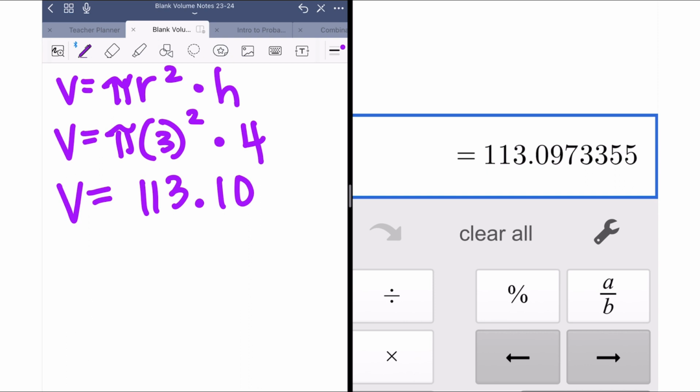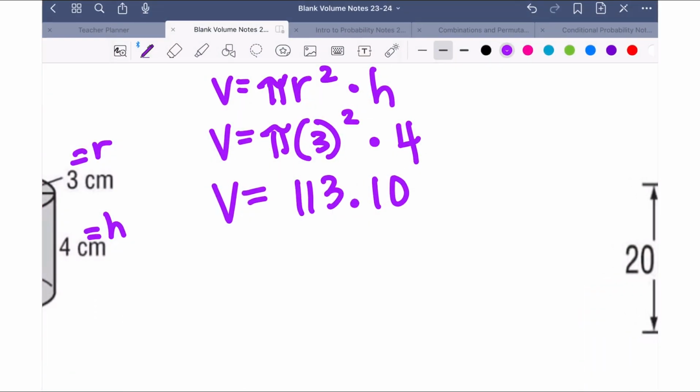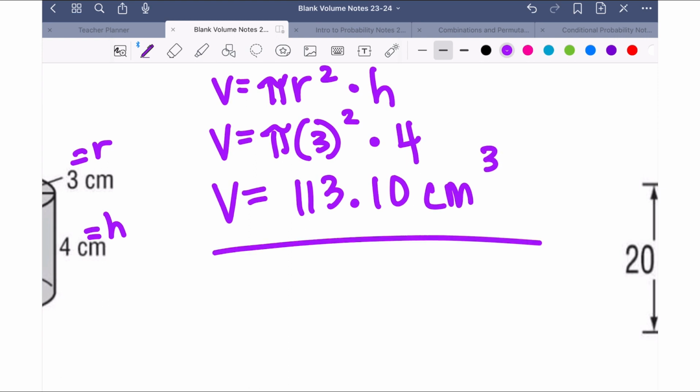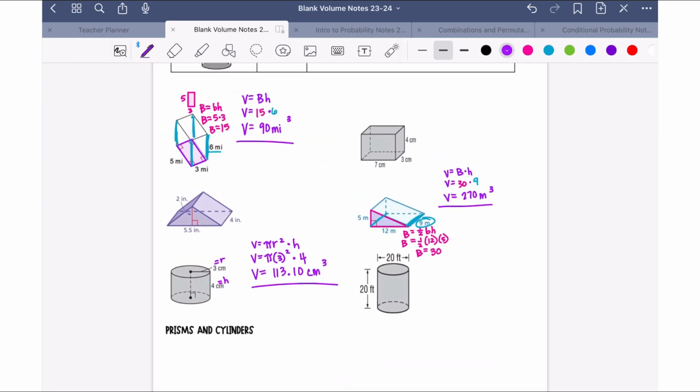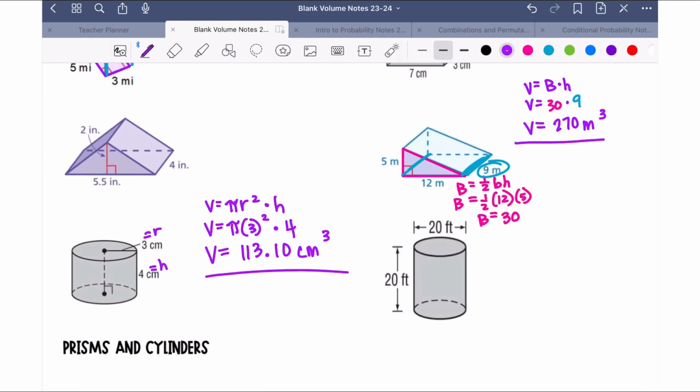Now, do you have to put the 0? No. On Delta Math, you don't have to. But on your exam, you probably will have to. So just always put the 0 just in case. But Delta Math doesn't matter. And this was centimeters cubed. All right. So you have an example of each. A rectangular prism, a triangular prism, and a cylinder.